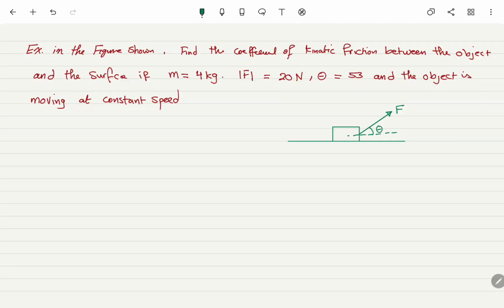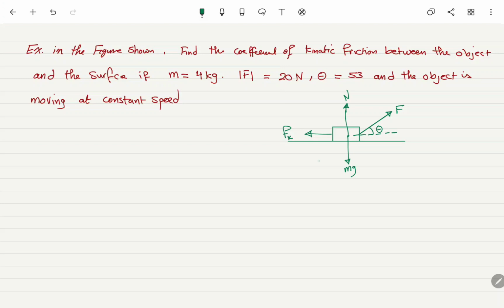In the figure shown, find the coefficient of kinetic friction between the object and the surface if m equals 4 kilograms and the driving force is 20 newtons. Theta is equal to 53 degrees and the object is moving at constant speed. To solve this, let's draw the free body diagram. Let's identify the forces acting on this object. We have the weight directed downward, mg, the normal force, and the kinetic friction force.